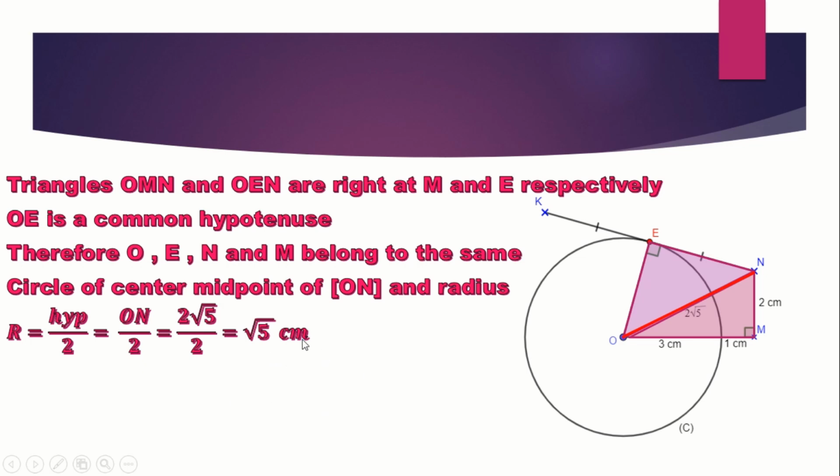So in all of such questions, to prove that 4 points belong to the same circle, we can just find two right triangles having the same hypotenuse. The center of this circle is the midpoint of the hypotenuse and the radius is half the hypotenuse.